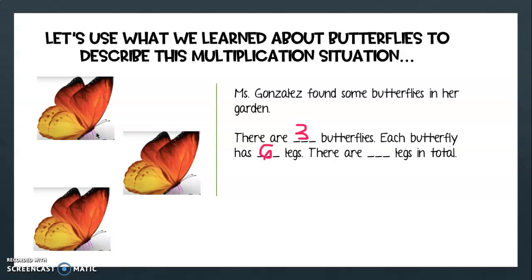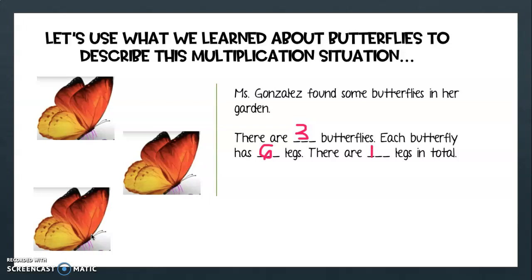Now the next sentence is asking me, how many legs in total? There are blank legs in total. So I need to use a multiplication story in order to find the total number of legs. Now each butterfly represents an equal group. So there are 3 groups, and in each group there are 6 legs. So I can say that there are 3 groups with 6 in each. So I can use repeated addition in order to find the total number of legs.